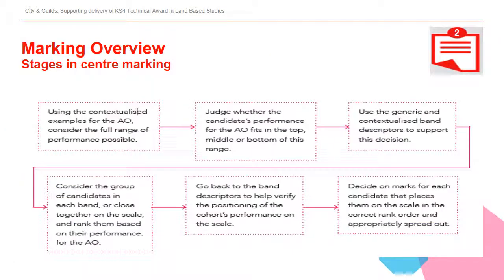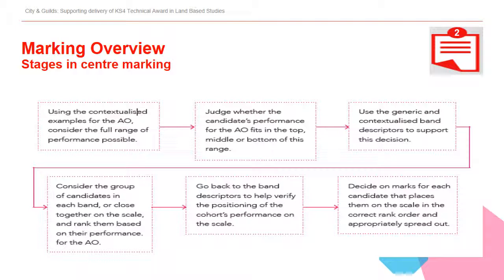So just to explain the marking overview and the stages in centre marking. So using the contextualised examples for the assessment objectives we've just looked through, consider the full range of performance possible. You then need to judge whether the candidate's performance for the assessment objective fits in the top, the middle or bottom of the range, using the generic and contextualized band descriptors to support this decision.